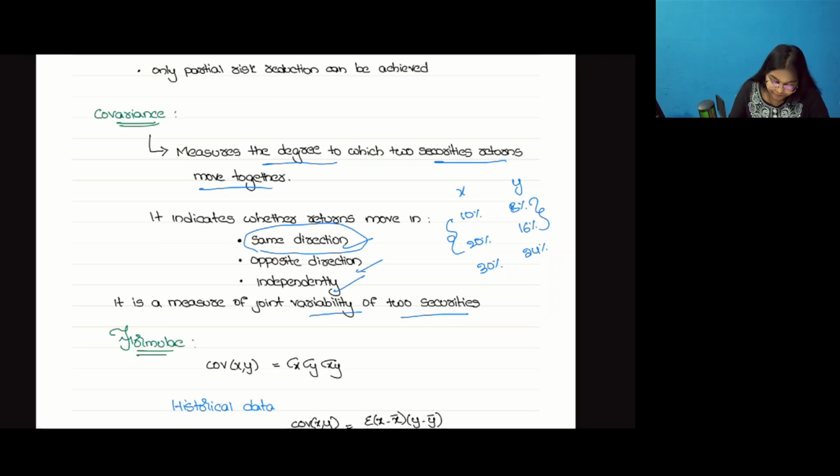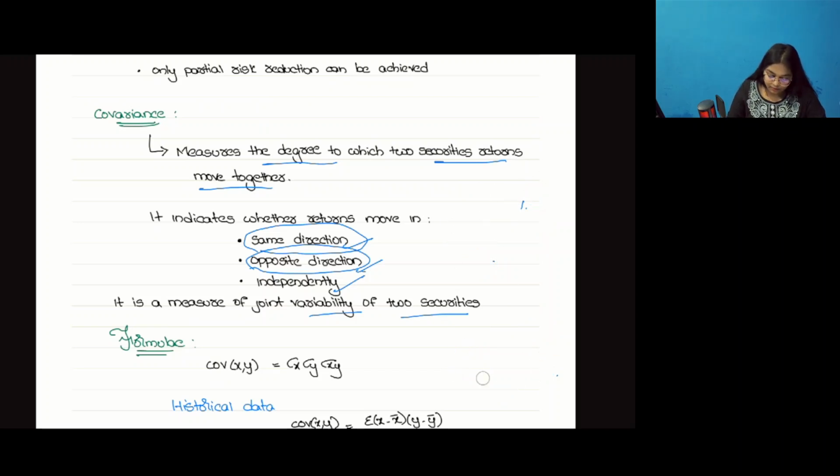And if X is 10%, 20%, 30% and Y is 20%, 15%, 10%, now X is increasing but Y is decreasing. So both the securities X and Y are moving in opposite directions. So covariance is to understand whether the securities are moving in the same direction. It is just the co-movement of both the securities.